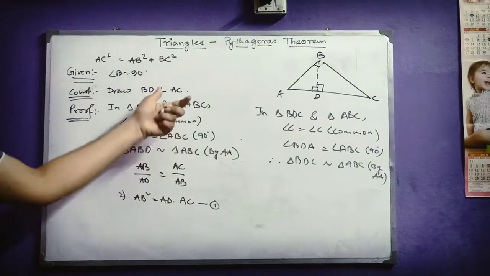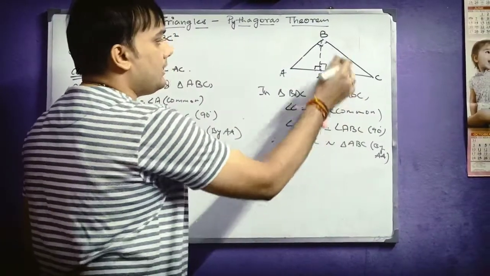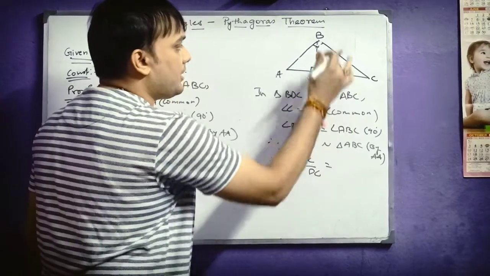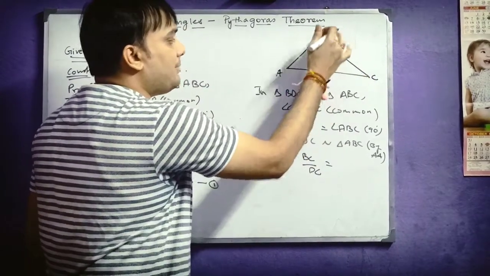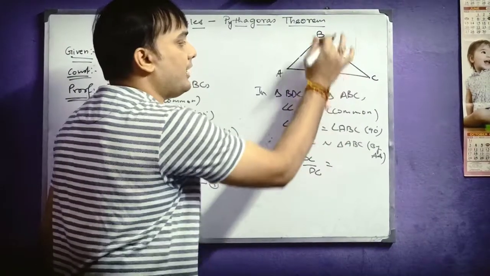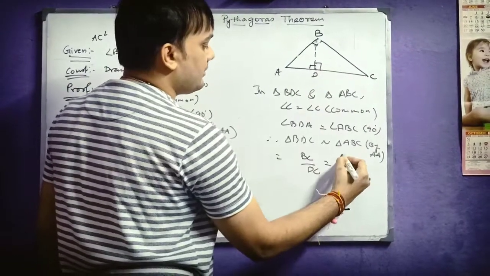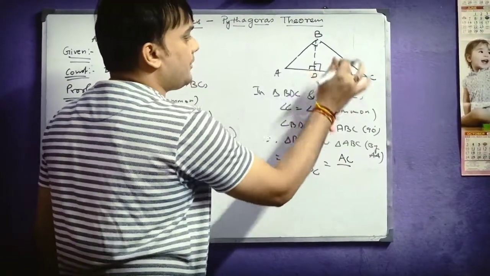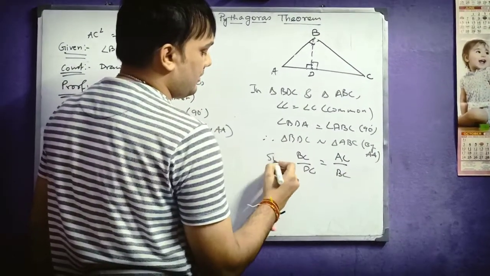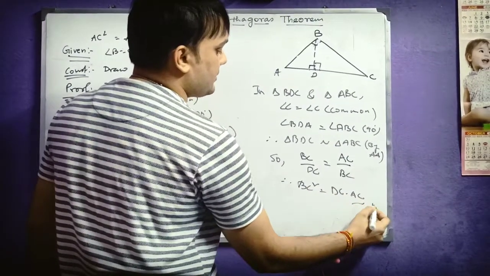Similarly, as we have done here, we will do the same thing there also. If we take BC divided by DC, it will be equal to, because BC is the side of the bigger triangle and DC is the corresponding side for BC in the smaller triangle BDC, AC divided by BC, because AC is opposite to 90 degrees, and here opposite to 90 is BC. So we get here BC square is equal to DC dot AC, equation number 2.